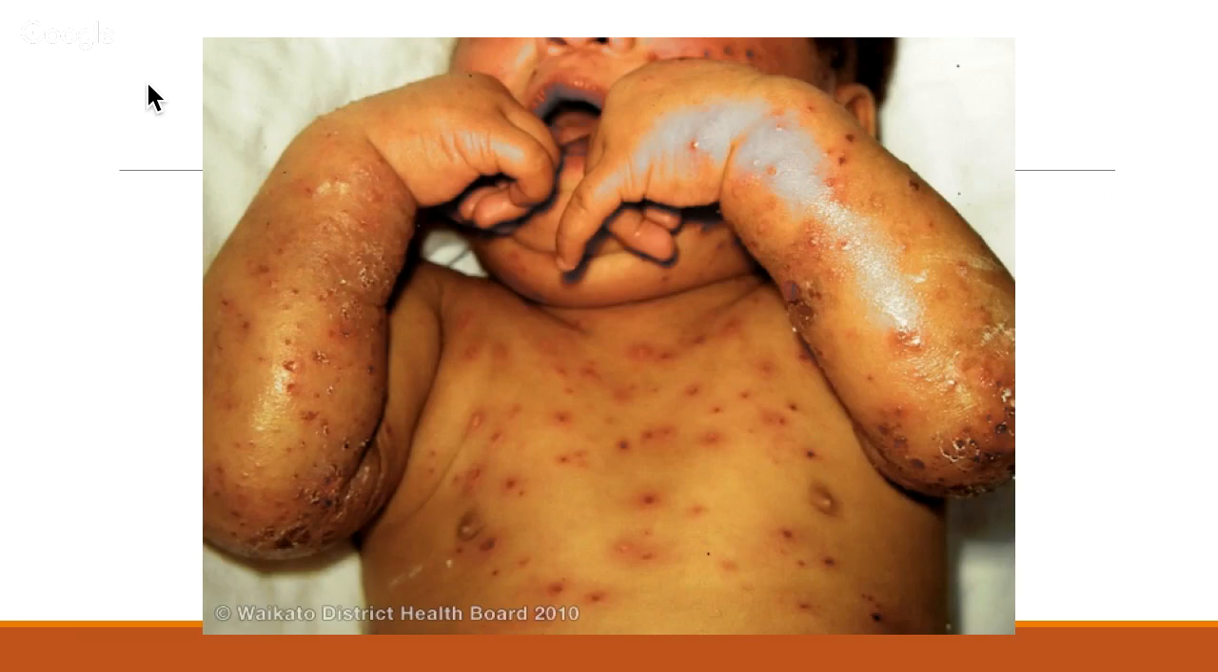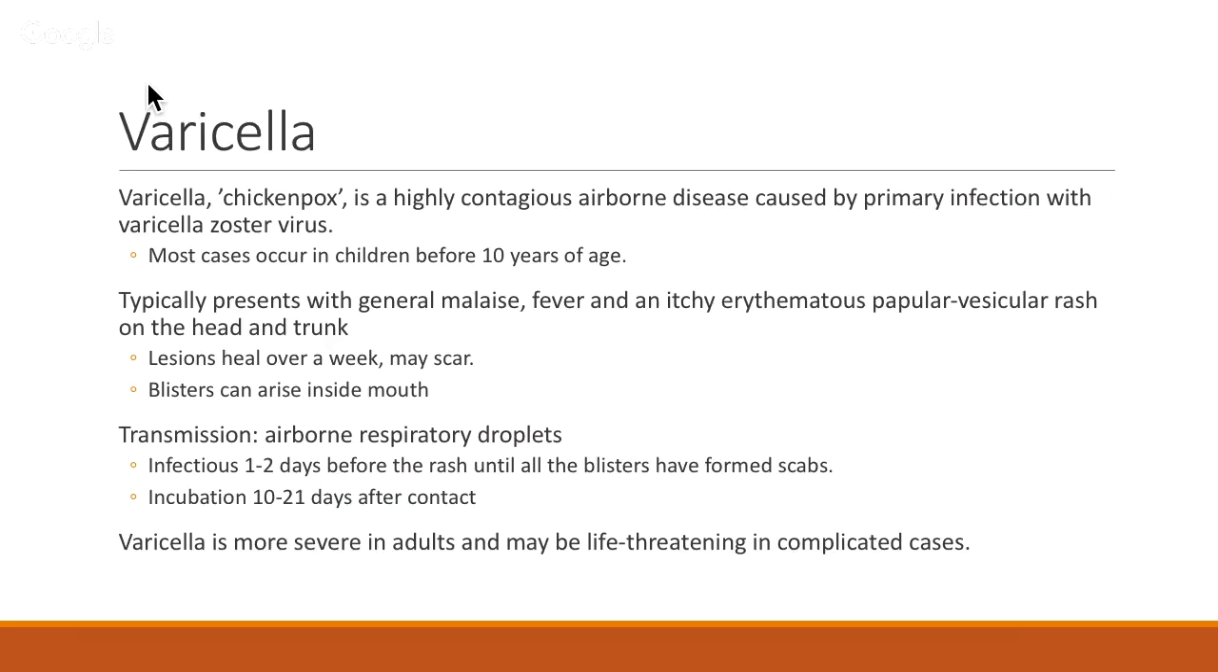So sort of see vesicles, burst vesicles, I think, on the trunk. It's quite widespread and it's highly pruritic. Yep, varicella. So varicella, also known as chickenpox, is caused by varicella zoster.